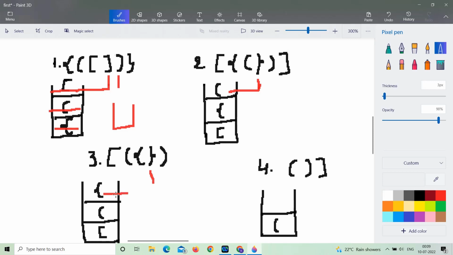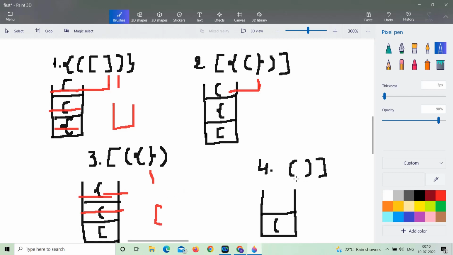Yes, it forms a valid pair, so I can pop it out. Moving to the next character, it's a closing parenthesis and my top of the stack is an opening parenthesis. Yes, it also forms a pair. I'm popping it out. But my stack is still left with a character, and it is an opening bracket. That means it is not closed, right? My stack is now not empty. It is still left with one character. If your stack is not empty, in that case you can return no, the brackets are not balanced.